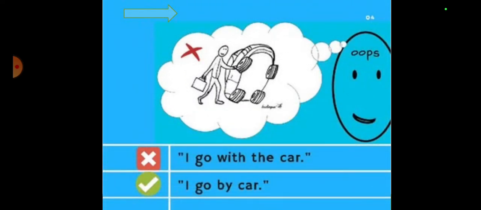See, viewers, this is how we can make errors unknowingly and without knowing what can be the wrong meaning of the sentence if we make a wrong one. Okay, so this is C. I go with the car. "With the car" is something completely wrong because it means going side by side, hand in hand. Okay, whereas the right one is I go by car. By is the correct preposition.